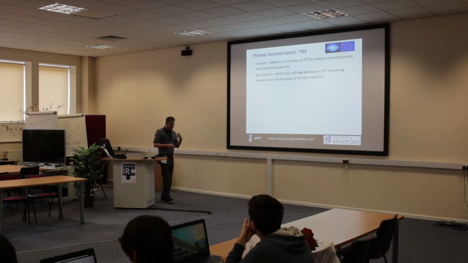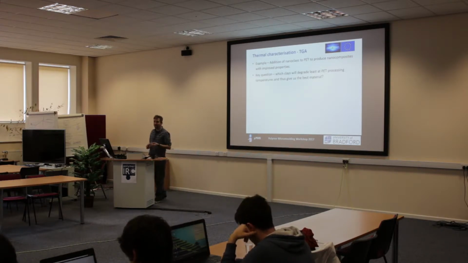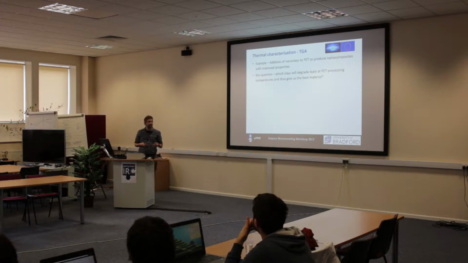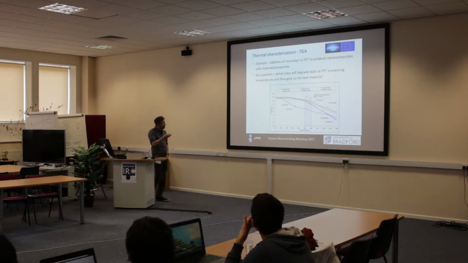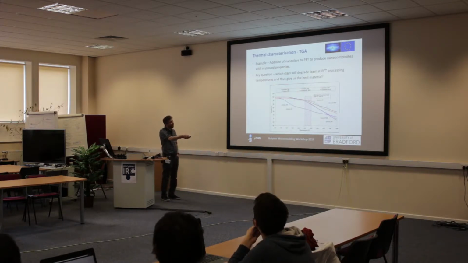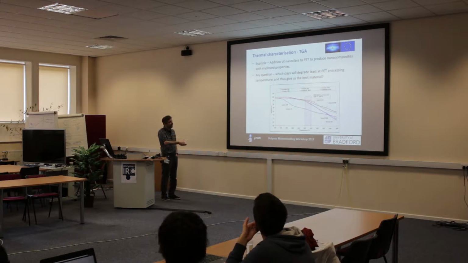We need to know which clays are going to degrade and which aren't at the temperatures at which we process PET, which is roughly 260 to 280 degrees C. And these are the results. Here we've got six different clays, and this is our process window for the PET.